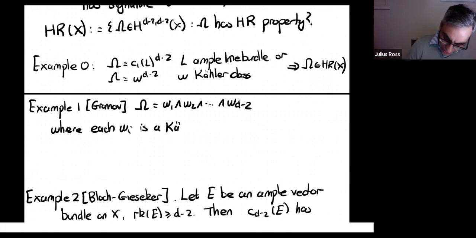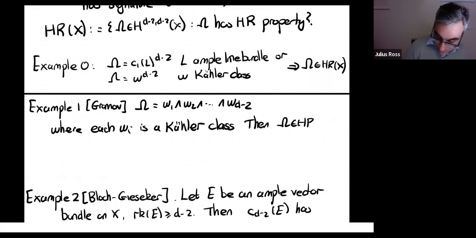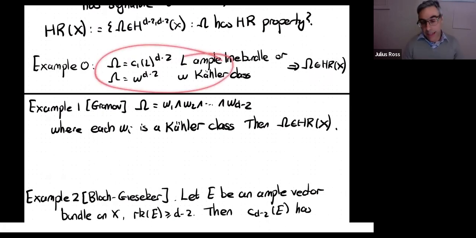So if you want, you can just think of those as projective classes. Then this has the Hodge-Riemann property on X. So again, that clearly generalizes before, and the proof is actually not just a consequence of this statement, but it's sort of similar in spirit of proof.